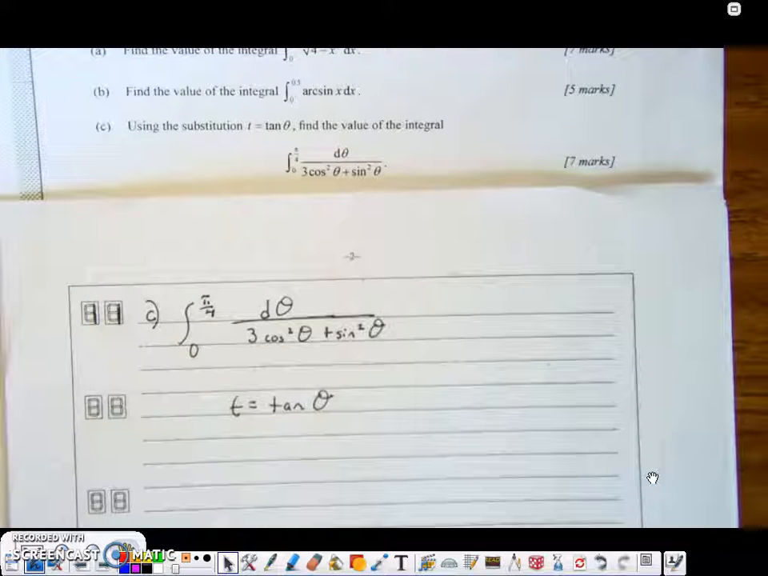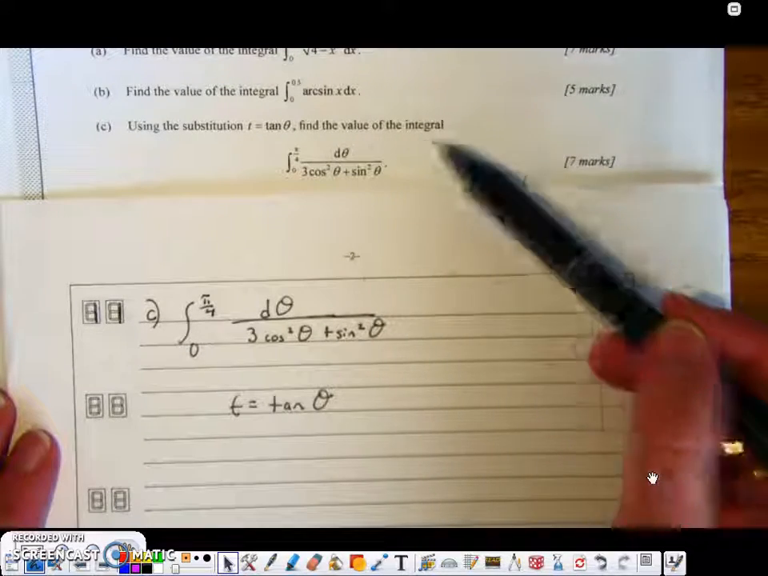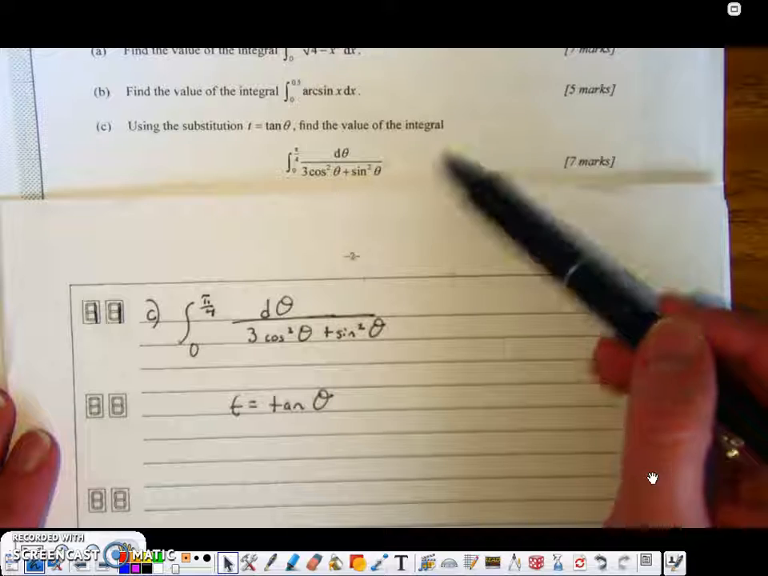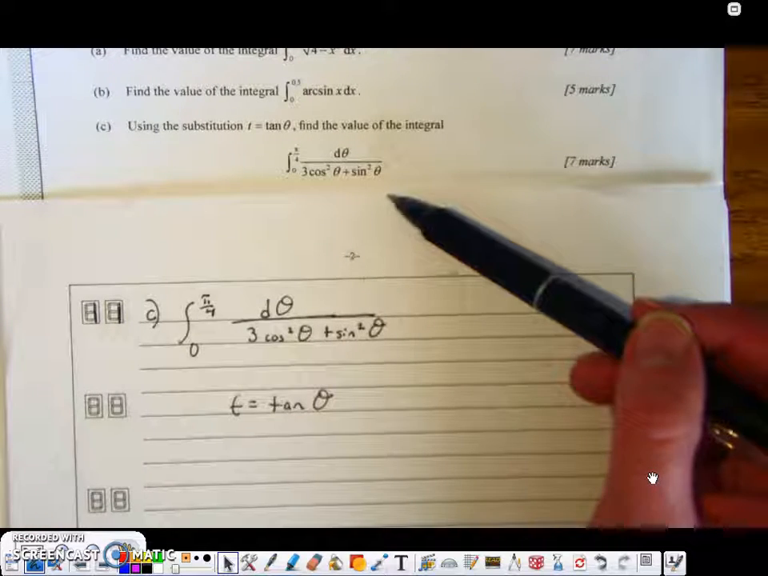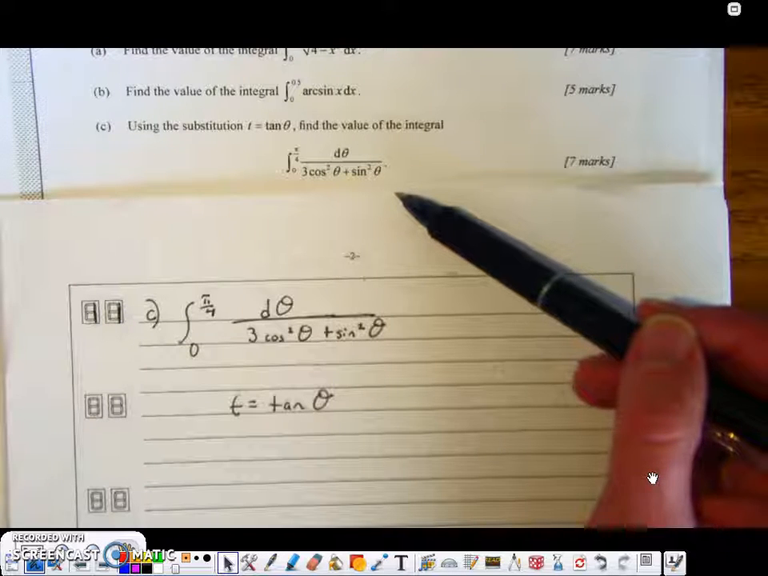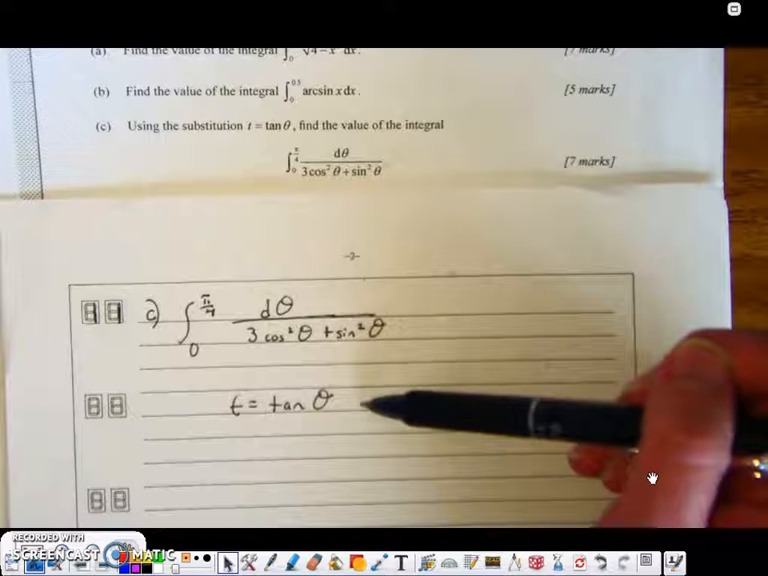Okay, so this is 11C on specimen paper 1, and they said using the substitution t equals tan theta, find the value of the integral from 0 to pi over 4 of d theta over 3 cosine squared theta plus sine squared theta. So this is at least more typical because they gave me the substitution.